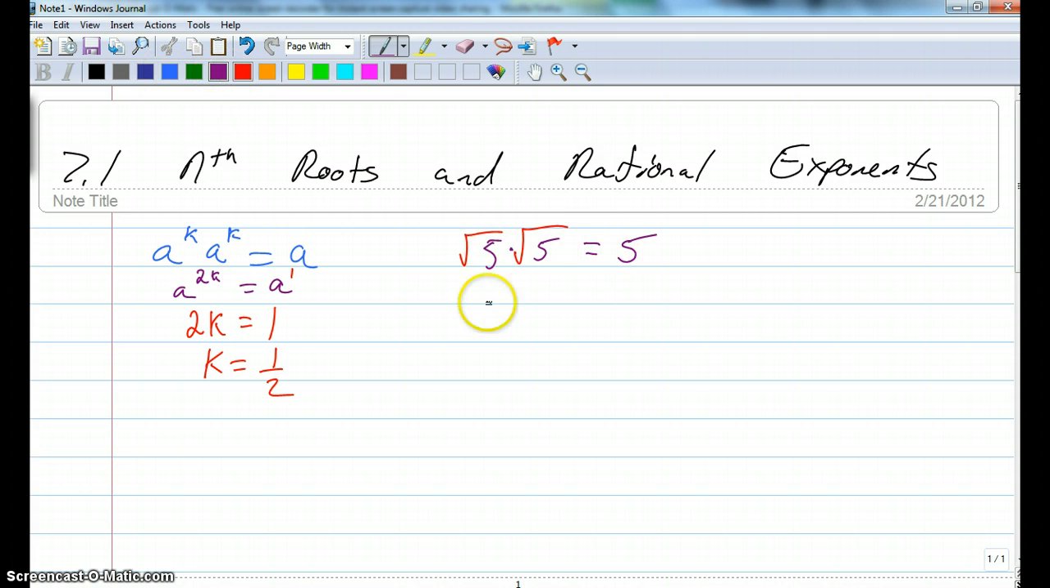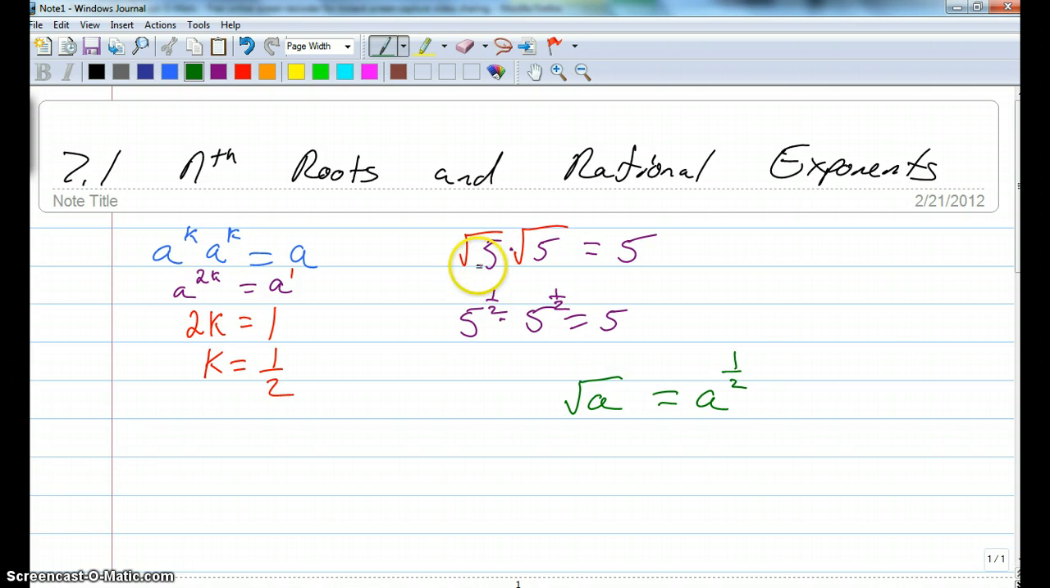Right? So think about this. That means that root 5 times root 5 is equal to 5, and that means that k, the exponent here, would have to be 1/2. 5 to the 1/2 times 5 to the 1/2, add the exponents, you get 5 to the first power. So extend that even further. Then that means that the square root of a equals a to the 1/2.